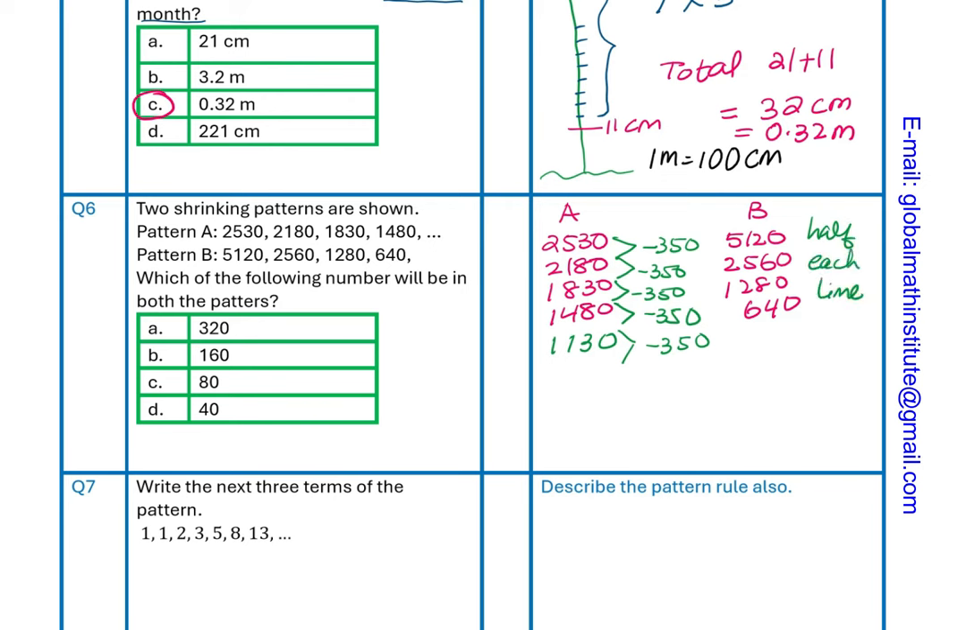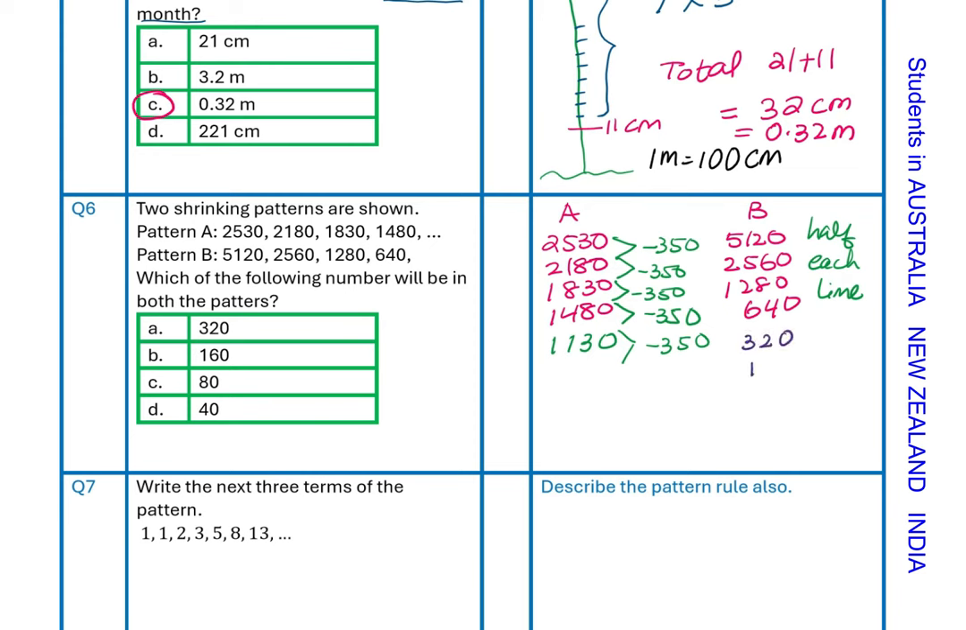Okay, so that is faster to do. So let me extend the second one, half each time. 640 will give me 320, will give me 160, will give me 80, will give me 40. Correct. We have numbers till 40, 80, 160, 320. All the numbers are there in the option, right? So basically, we need to extend pattern A to check which one of these is also in pattern A, right?